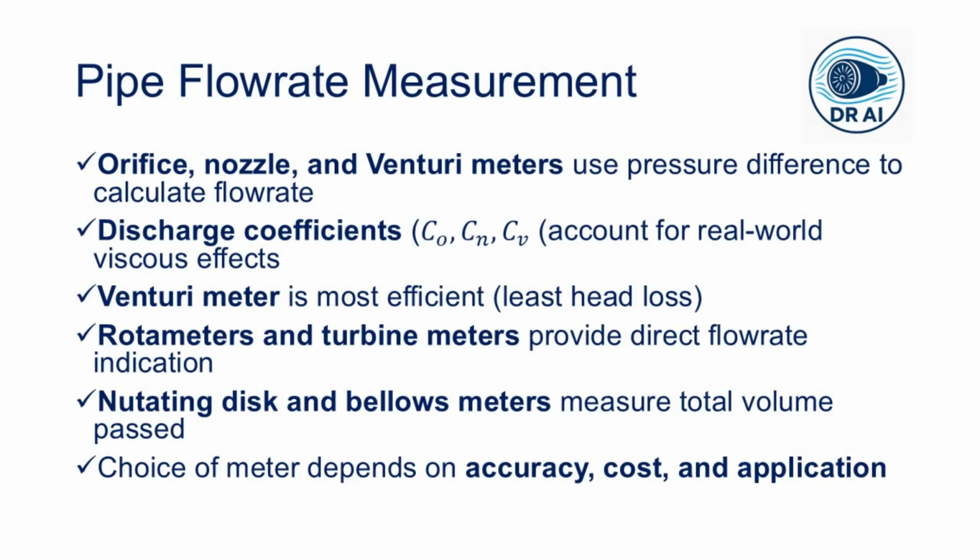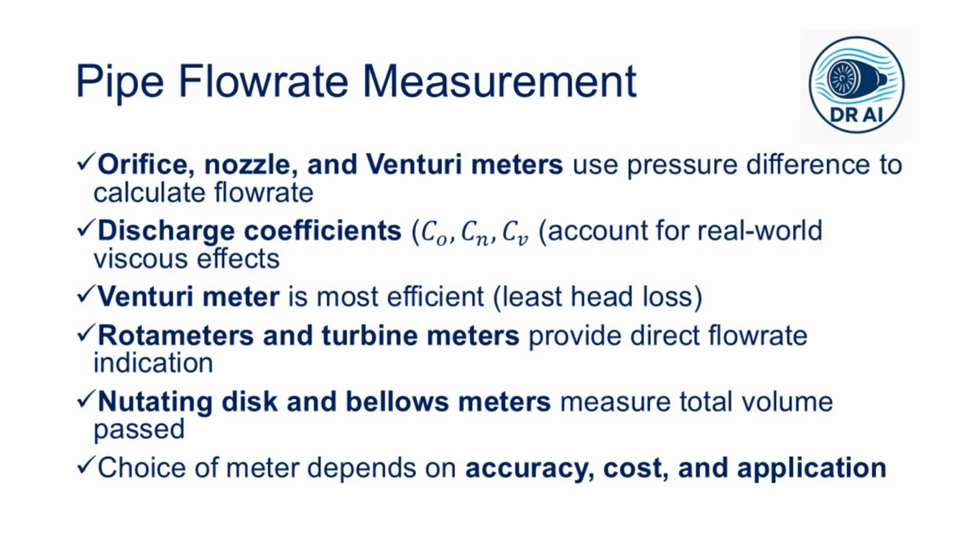Secondly, for measuring the total volume, we have positive displacement meters like the nutating disk meter for water and the bellows meter for gases. These physically separate the fluid into known volumes and count them. So this brings us to the end of this particular course about viscous flow in pipes.